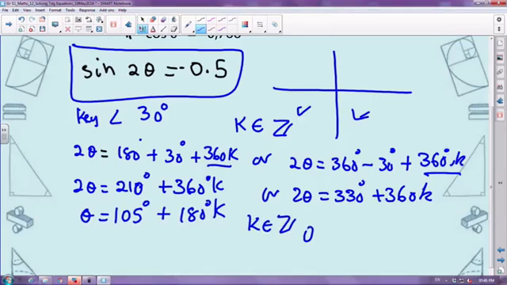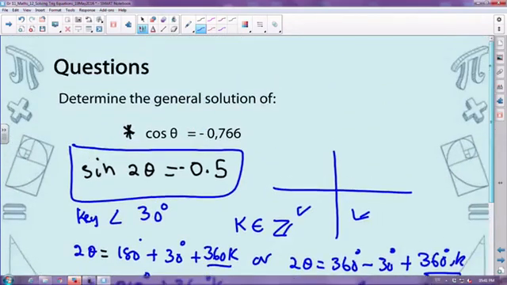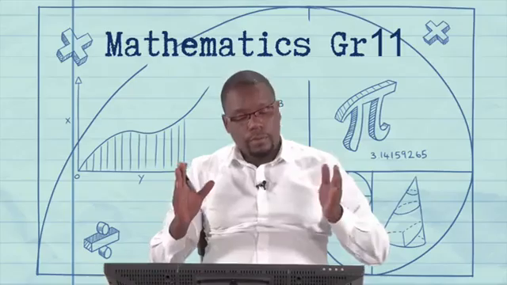And then here, theta is 165 plus 180 degrees times k, and your k is an element of any integer. So you must make sure that at the end of the day, you have your theta as your subject of the formula. Okay, right.